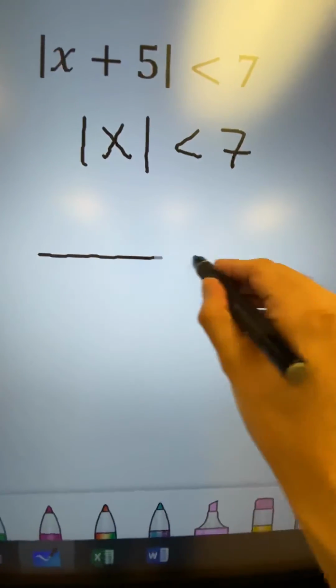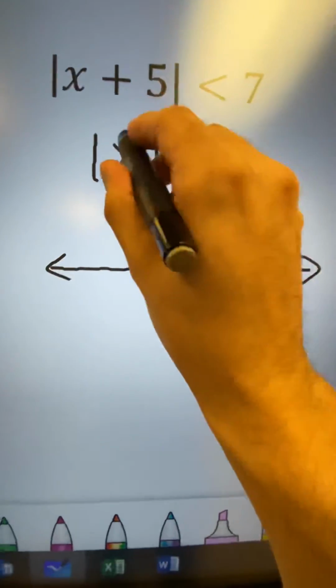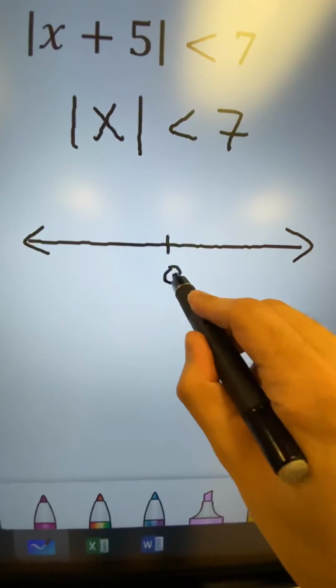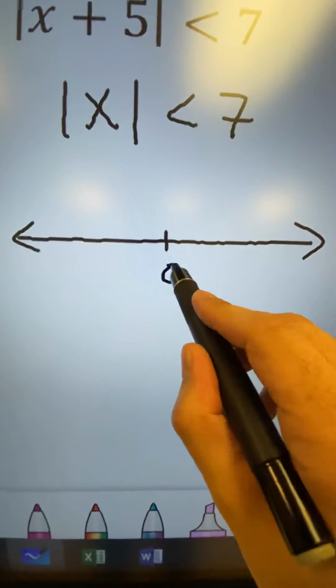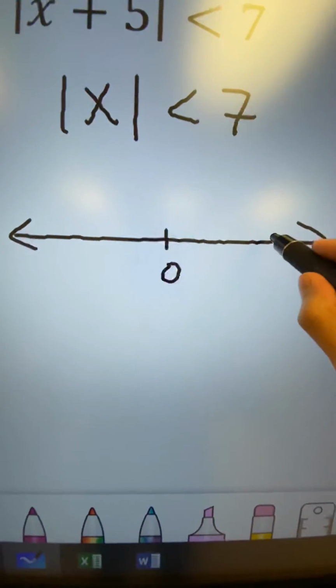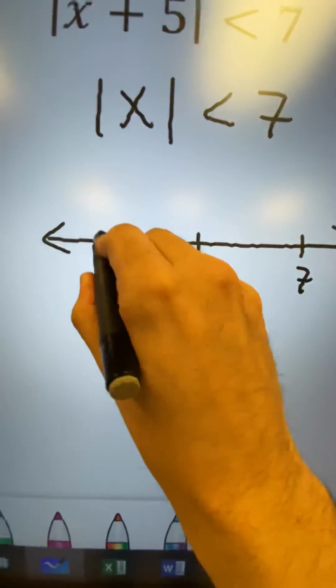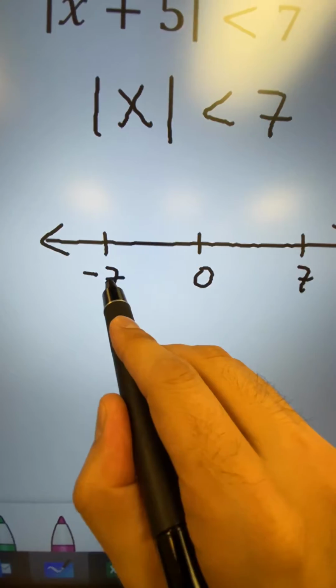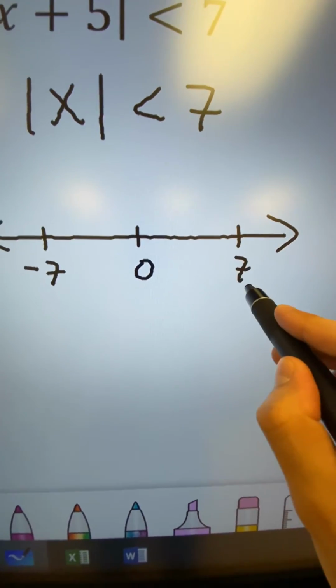If I were to graph this situation, this is saying distances less than 7. So again, it's with respect to 0. So if I'm looking at 0 on a number line, numbers whose distance is less than 7 spaces away would be, the maximum would be 7 and -7. If I go to the left 7 spaces, I end up at -7. If I go to the right 7 spaces, I end up at +7.